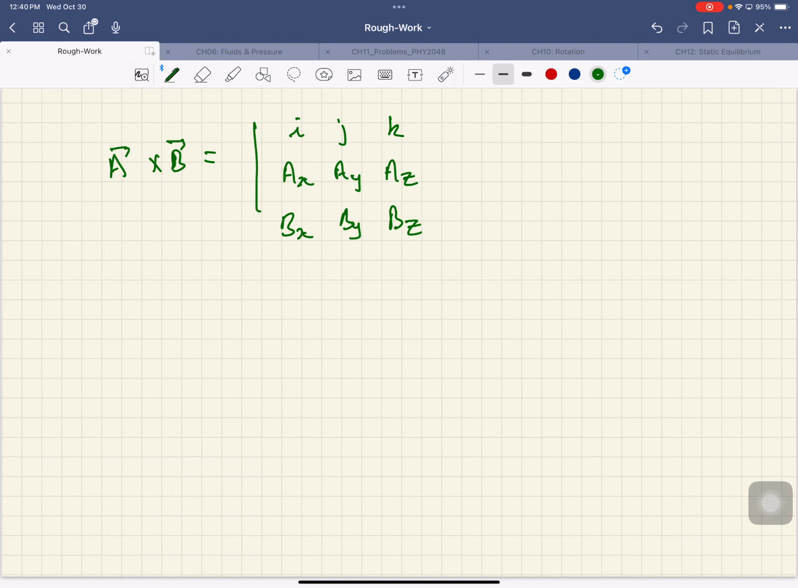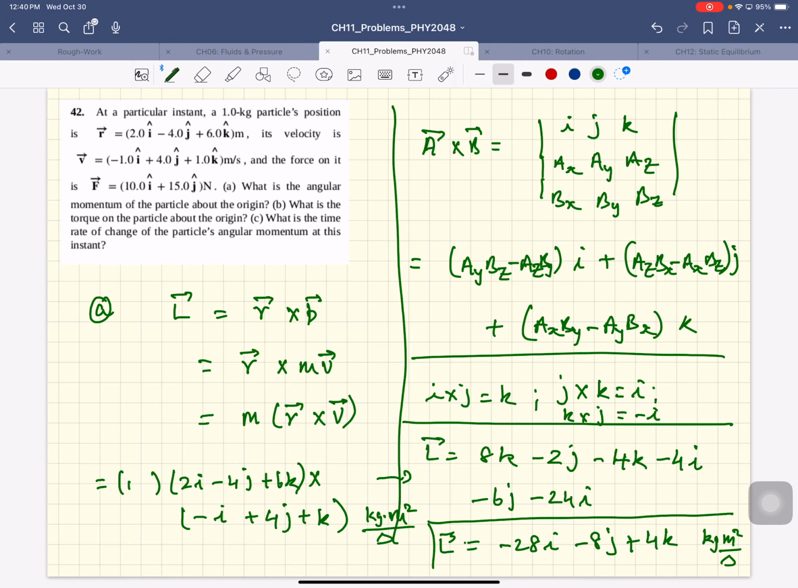Okay, so here's a determinant. Here's how you expand. If you have a question when I'm explaining it, you watch that. All right, let's move on. I don't want to waste my time.